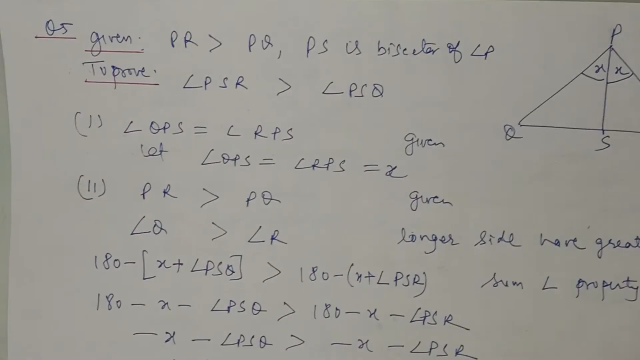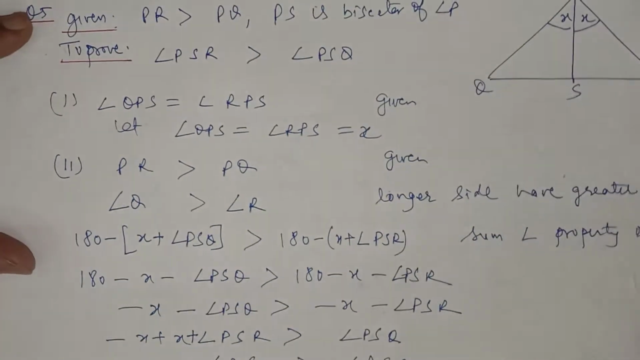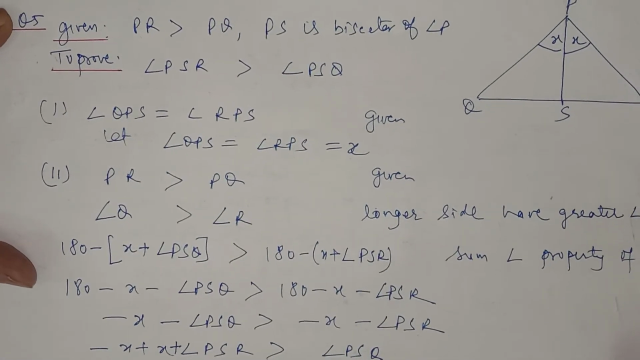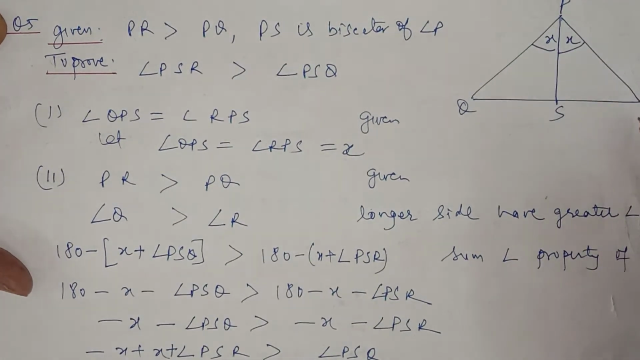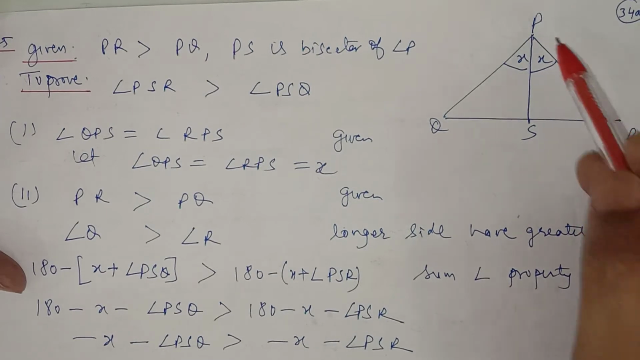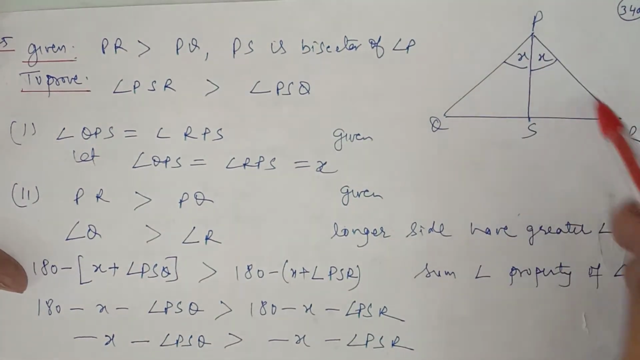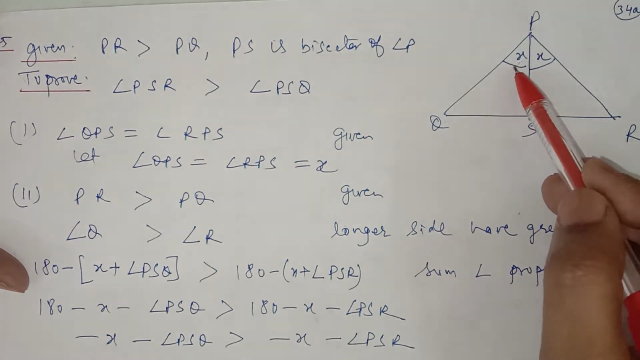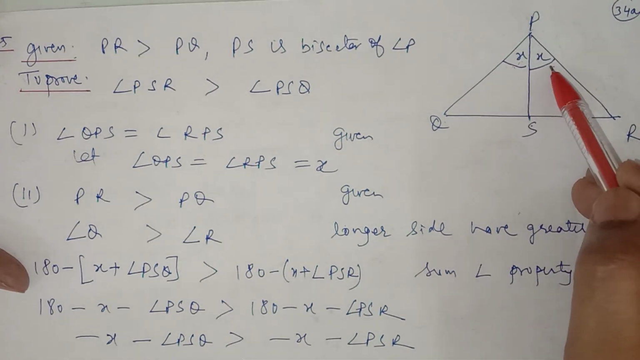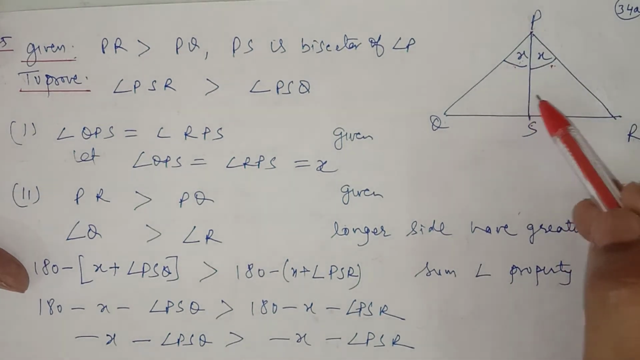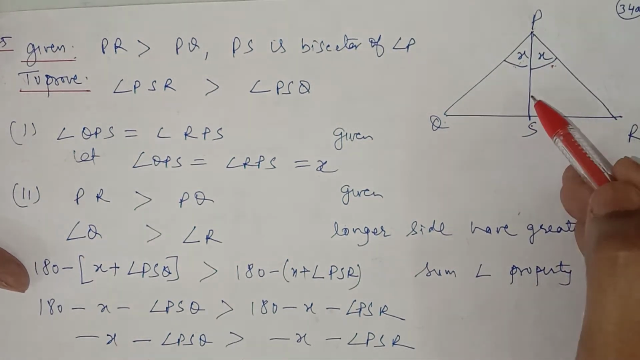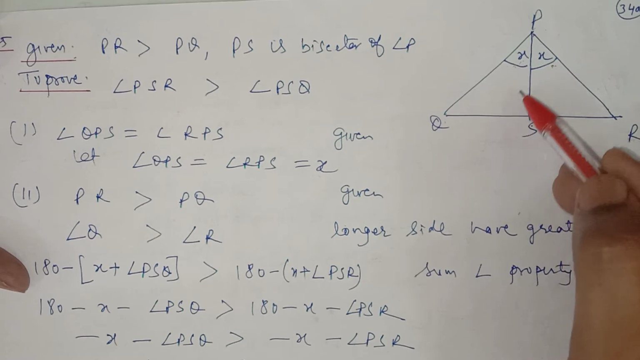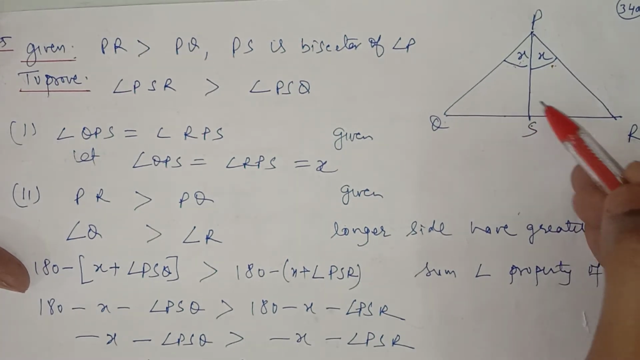Now in question number 5 of this last exercise, it is given, see the figure, that PR is longer than PQ and PS is the angle bisector. So it means this angle will be equal to this. I will write it equal to X. Now you have to prove that angle PSR is greater than angle PSQ. This angle is greater than this.